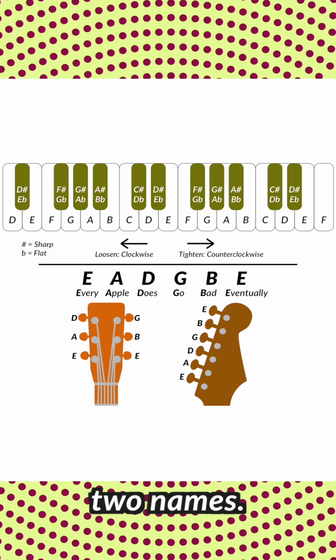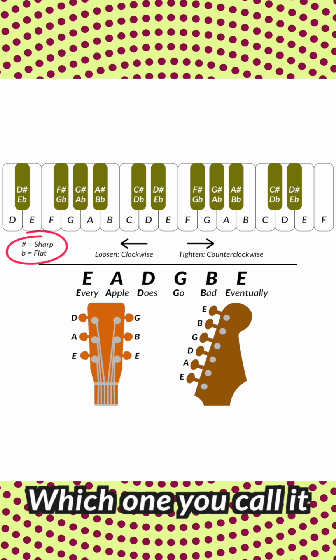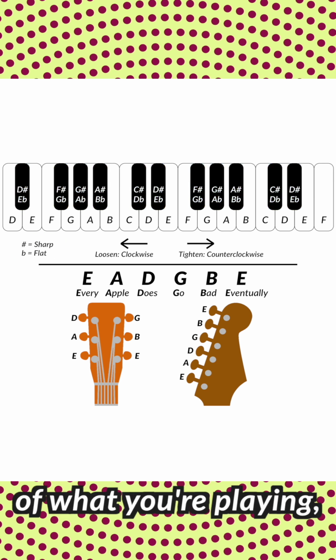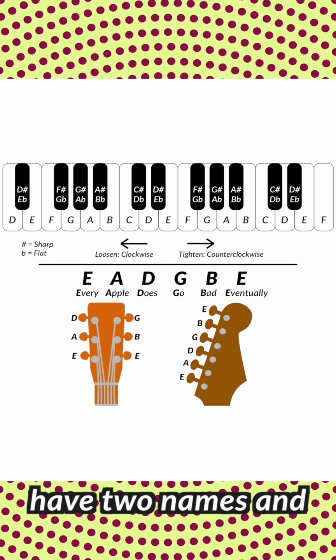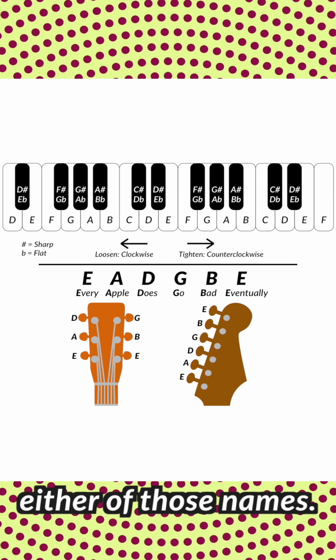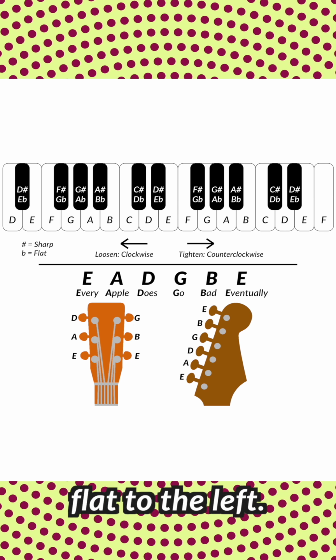They actually have two names. They can be called sharps or flats. Which one you call it depends on the context of what you're playing, which is unimportant right now. Just know that they each have two names, and depending on the tuner, it may call them by either of those names. For now, you can think sharp to the right and flat to the left.